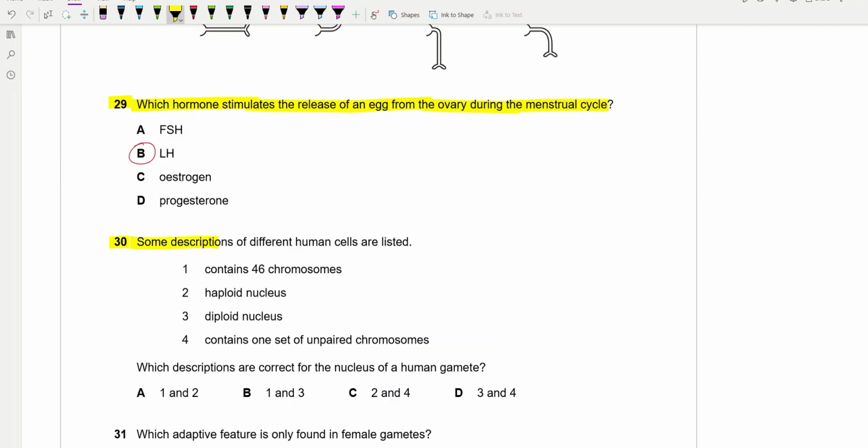Question number 30. Some descriptions of different human cells are listed. Contains 46 chromosomes, haploid nucleus, diploid nucleus, contains one set of unpaired chromosomes. Which descriptions are correct for the nucleus of a human gamete? So, contains 46 chromosomes is wrong. Haploid nucleus is correct. Diploid is wrong. Contains one set of unpaired chromosomes is correct. So, the correct option would be option C.